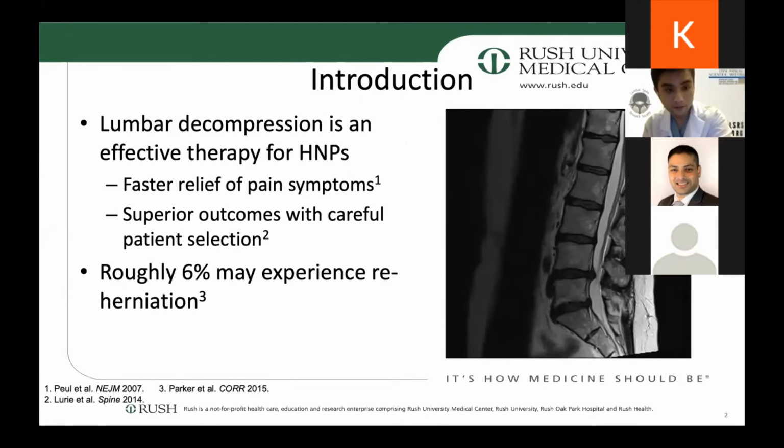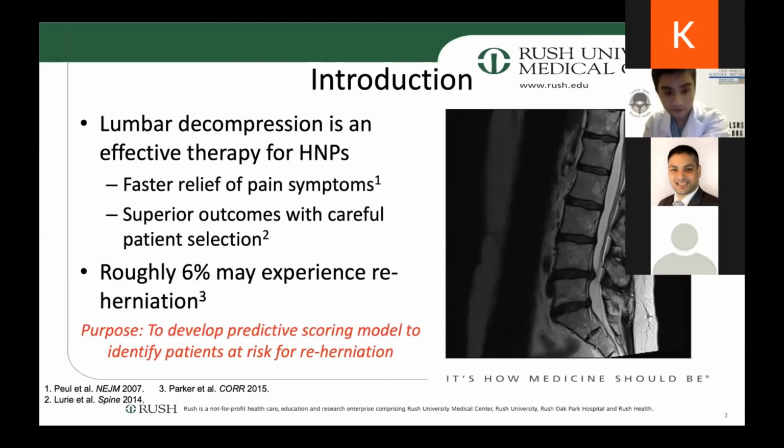Lumbar decompression is a very effective therapy for herniated nucleus pulposus that's refractory to conservative management. Some studies have shown that patients experience a faster relief of pain symptoms and better outcomes with careful patient selection. Despite this, roughly 6% or even more may experience reherniation events somewhere in the future. To this end, we aim to develop a predictive scoring model to identify patients at risk for reherniation.